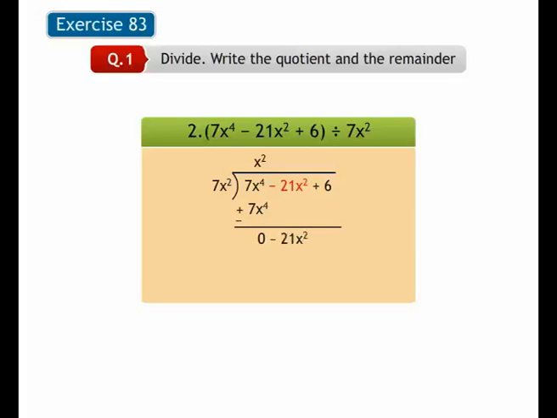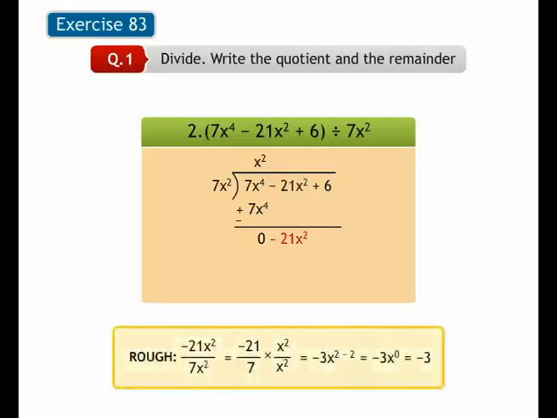To solve this sum, we will divide minus 21x square with 7x raised to 2, numerator-denominator form, that is minus 21x square upon 7x raised to 2, which is minus 21 upon 7 into x raised to 2 upon x raised to 2. By reducing, we get minus 3 into x raised to 2 minus 2, which is equal to minus 3x raised to 0, which is equal to minus 3, which thus becomes the second part of our quotient.